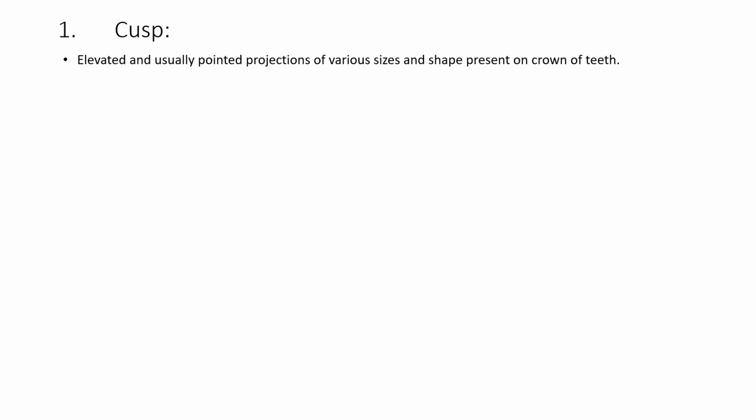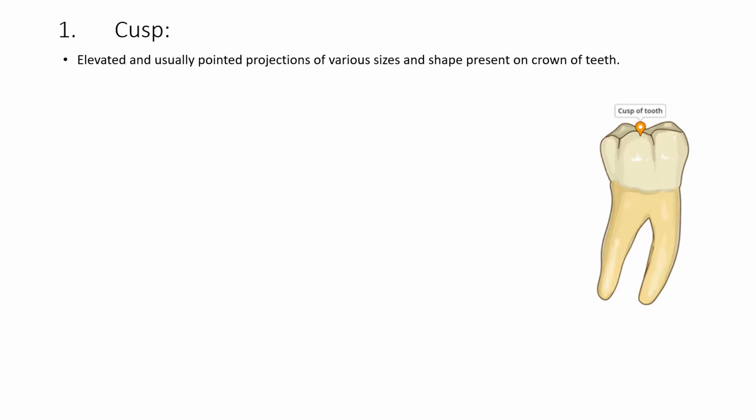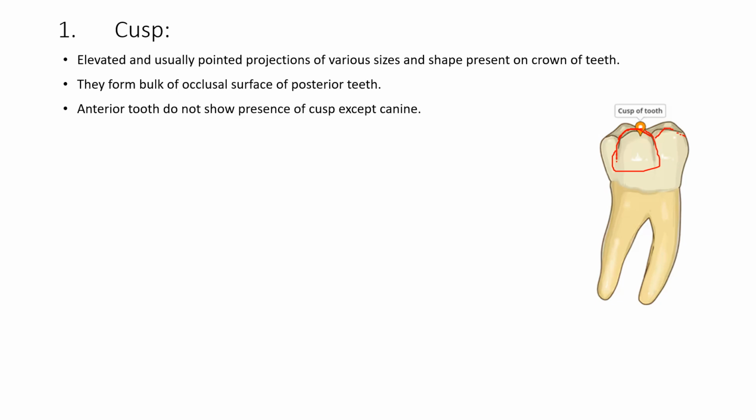So what is a cusp? A cusp is an elevated and usually pointed projection of various size and shape present on the teeth, and you can make out here there is an elevation. These are known as cusps, which are present on the crown, even on the occlusal surface. They form the bulk of our occlusal surface. If you see, it starts from here and ends here. So this total portion is forming the bulk of the crown of the tooth, especially for the posterior teeth.